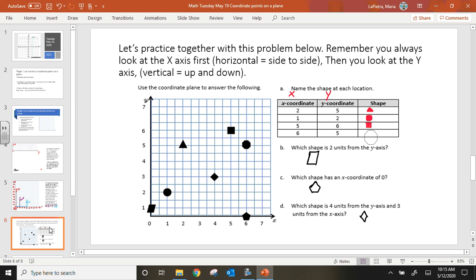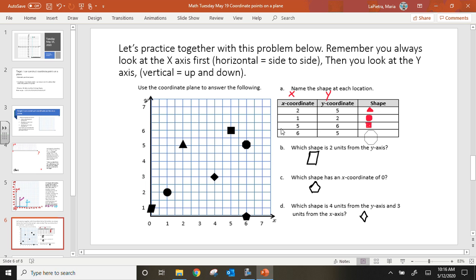Okay, let's practice together with this problem below. Remember, you always look at the x-axis first, side to side, and the y-axis vertically up and down. We are going to identify these together. A, name the shape at each location. We're going to do A, B, C, and D. For A, we're going to find the x coordinate and the y, and then say what shape it is. So we go over 2, up to 5.